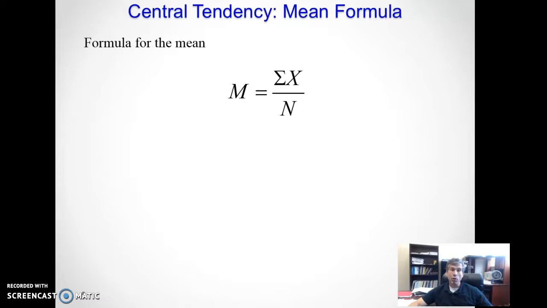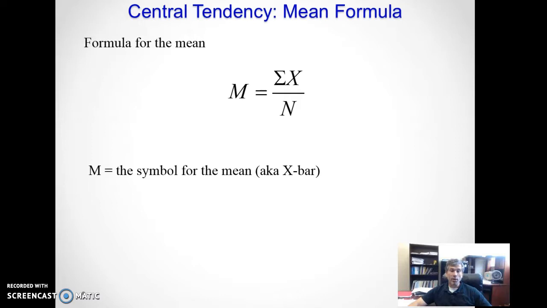This is a formula for the mean of a distribution, which is sometimes better known as an average, and we have M equals, this is the Greek letter sigma, of X divided by N. So let's break down what those things mean. M refers to the mean. It's what we're trying to calculate. More specifically, it's a sample mean, but we'll talk a bit more about that later.